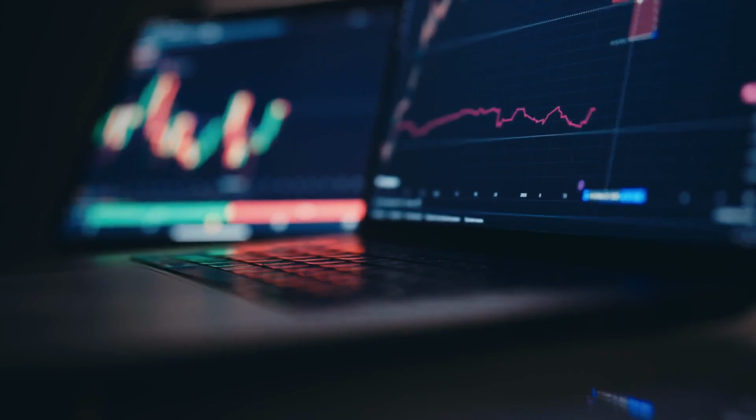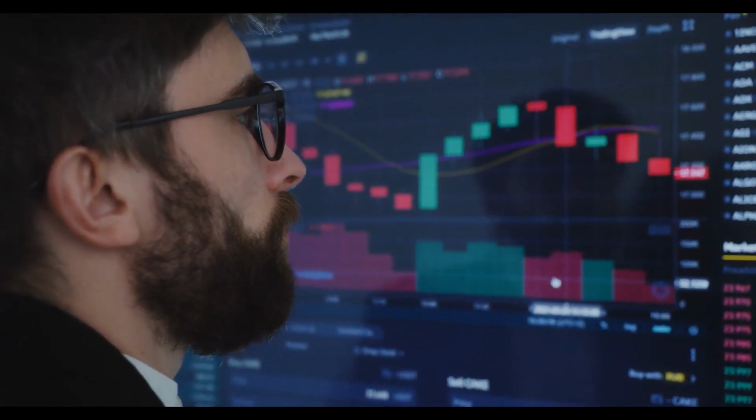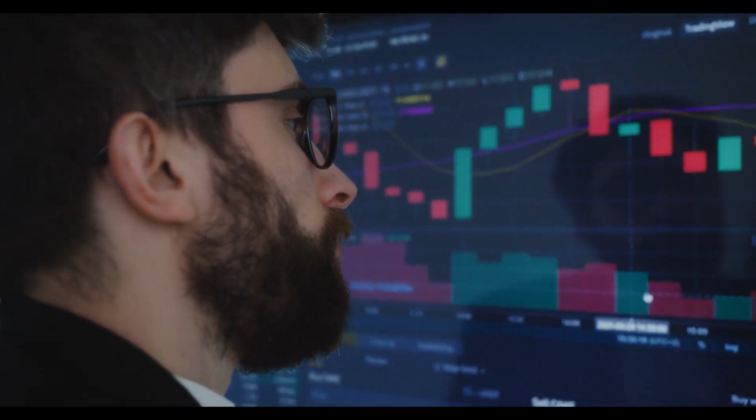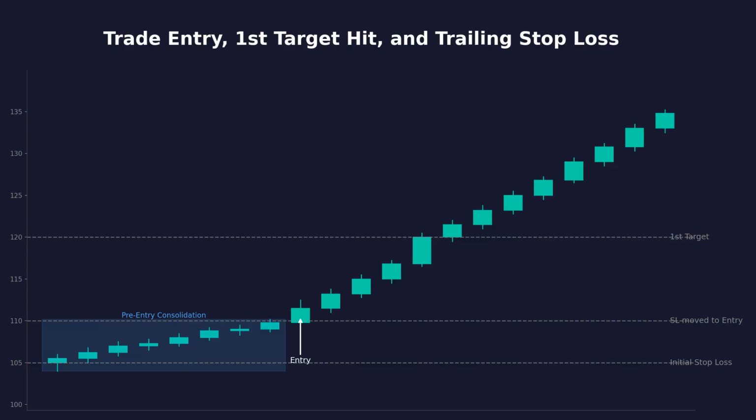Now, let's discuss the hybrid approach, scaling out. This is how many professional traders manage psychological pressure. It combines the safety of a scalp with the potential of a swing. The strategy is simple. Exit half of your position at a 1-to-1 reward-to-risk ratio. Then, move your stop loss to break even on the remainder. Mathematically, once you scale out half, you cannot lose money on the trade. You have locked in profit, and the remaining position is a free ride to capture a larger trend.